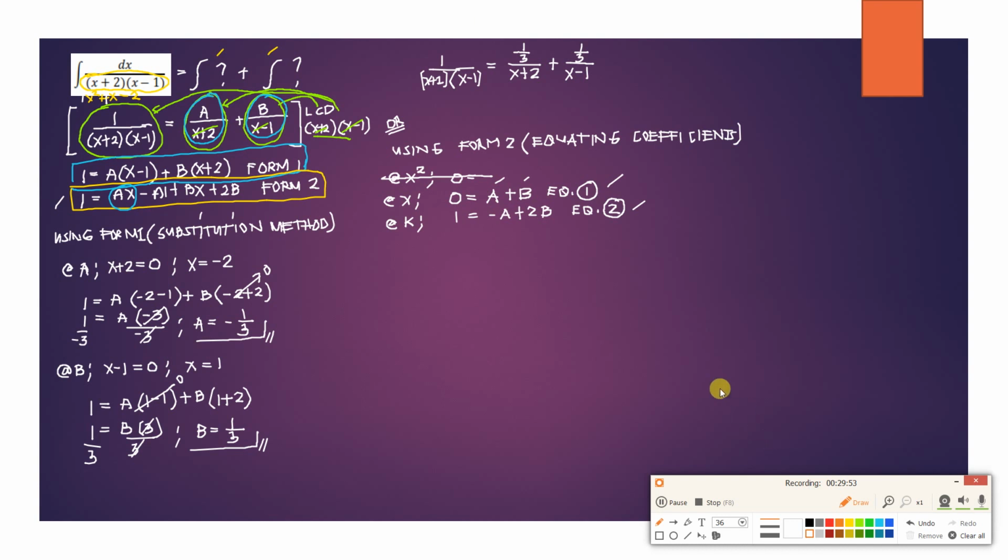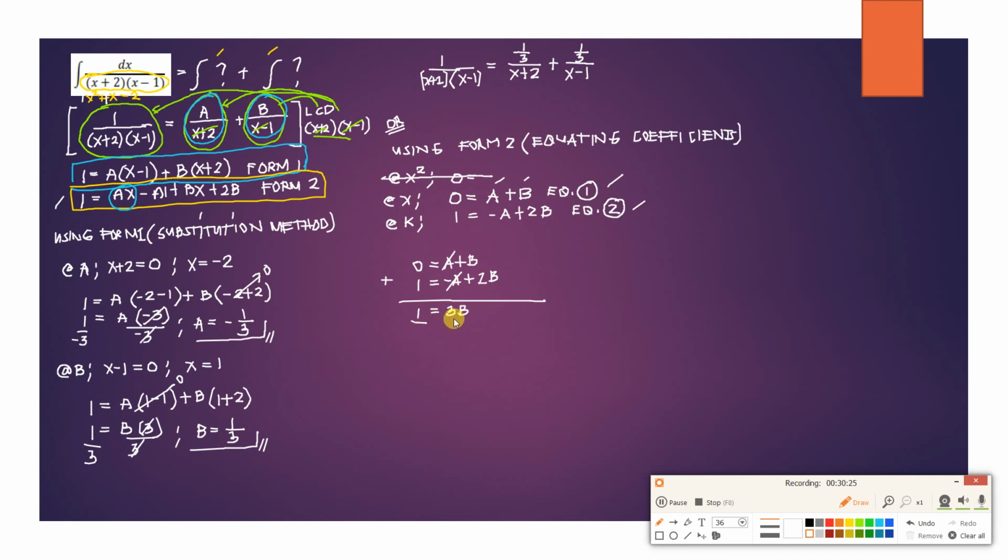If we're going to add, diretso ko na rito ha. Sulat ko na nga ulit. 0 is equals to A plus B as equation 1. If we're going to add equation 1 and equation 2, okay, may makakancel na tayo. 0 plus 1 is 1 equals, may makakancel na tayo na A. A plus negative A, cancel na. B plus 2B, we have 3B.